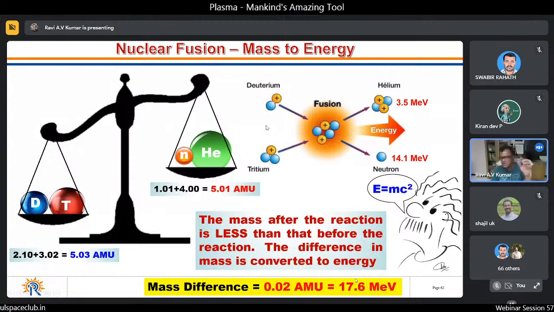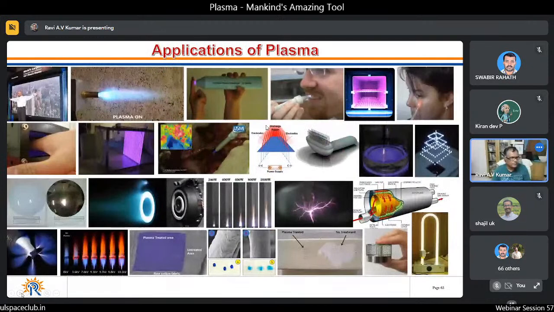How much is this energy? If we take out this neutron and let it go, it will reach the moon in 3 seconds. That is the kind of kinetic energy that neutron has. So if I stop that neutron, I can extract the energy from it. That's how fusion works. Now, there is a combination of various other applications which I am not able to tell you.